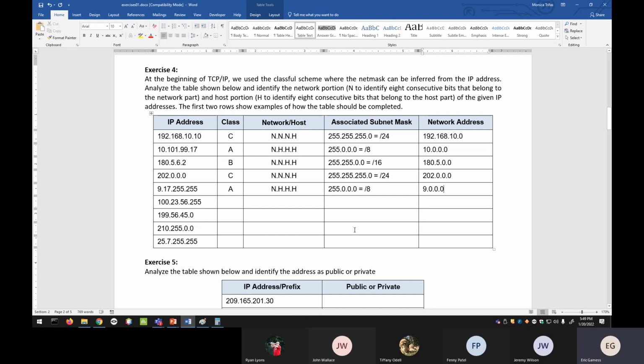Okay? What about this one? It is what? Class A as well. So we have network, host, host, host. So we have the same network mask. So what will be the network IP address?